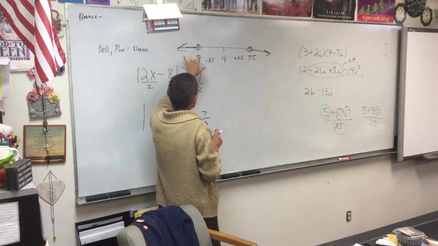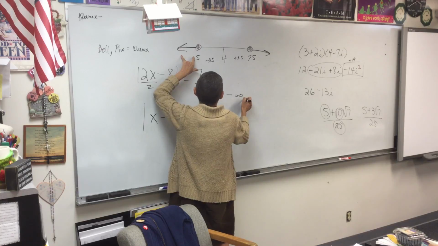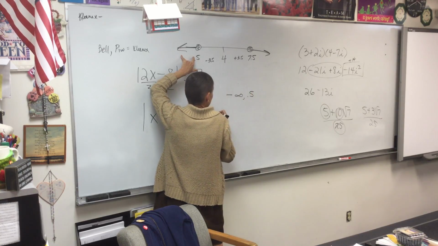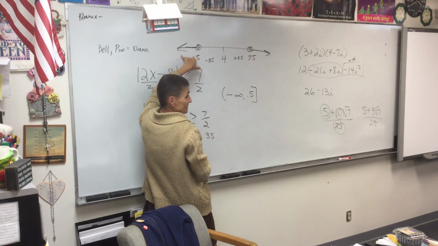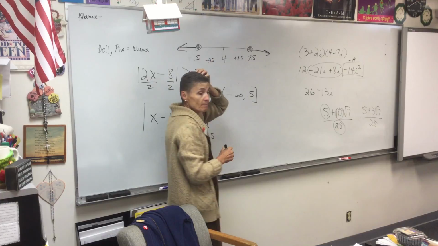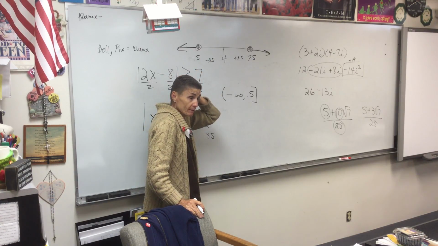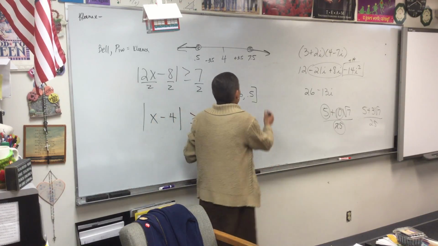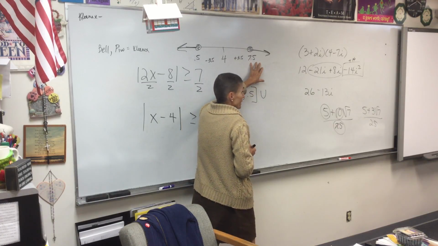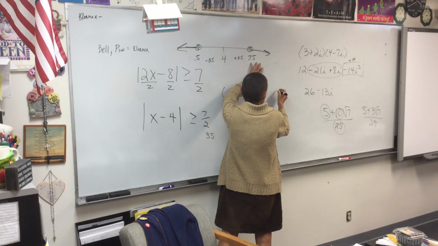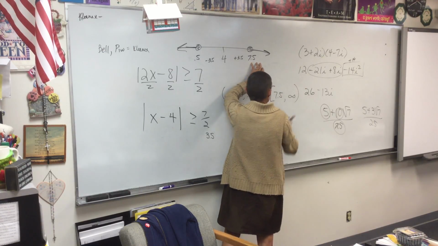Okay, so how do I write my answer? What's this one? Negative infinity to 0.5. Parentheses or brackets? Bracket. Bracket on the 0.5, but parentheses on the infinity, because infinities always have parentheses. You can't get to it. You can't color it in. Or, union, what's this one going to look like? Bracket 7.5, infinity, parentheses. Perfect.